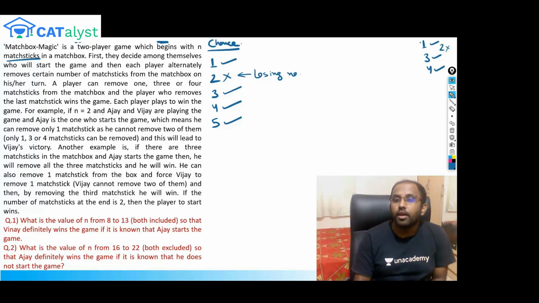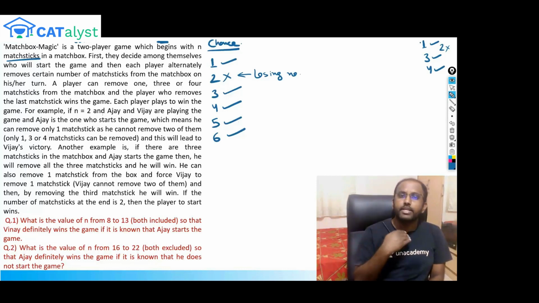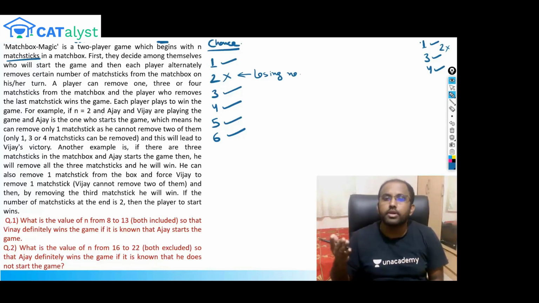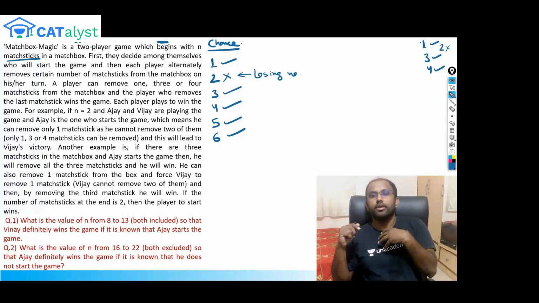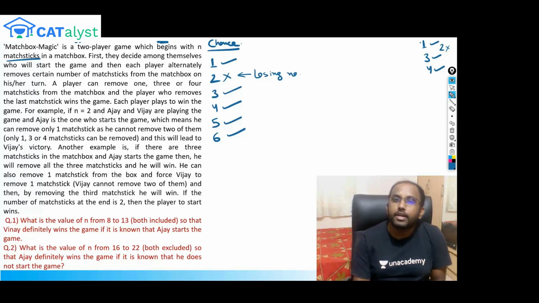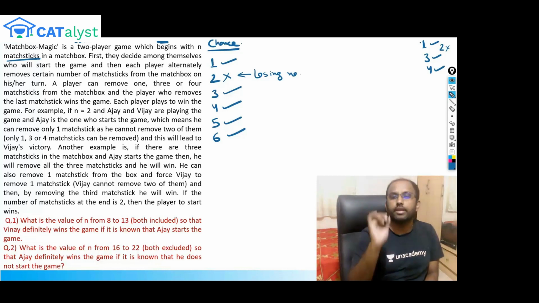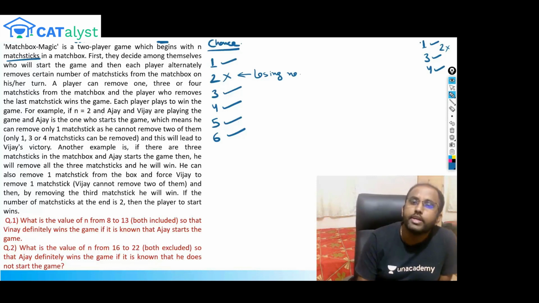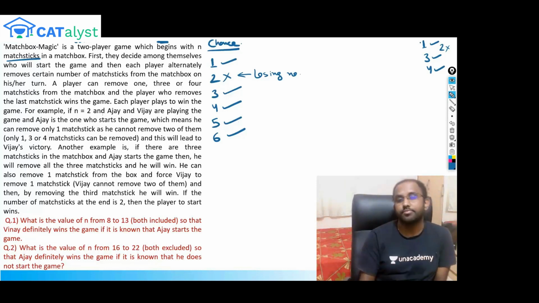Okay, fine. If there are 6 coins, again, if it is my chance, I will win the game, or whoever's chance it is, he will win the game, because if there are 6 coins on the table and I pick 4 coins, then the game will come down to 2 coins for you, right? And I know that at 2 coins, whoever's chance it is, he will lose the game. Okay, so till 6, all of these are winning numbers for me. Only 2 is a losing number if it is my chance.